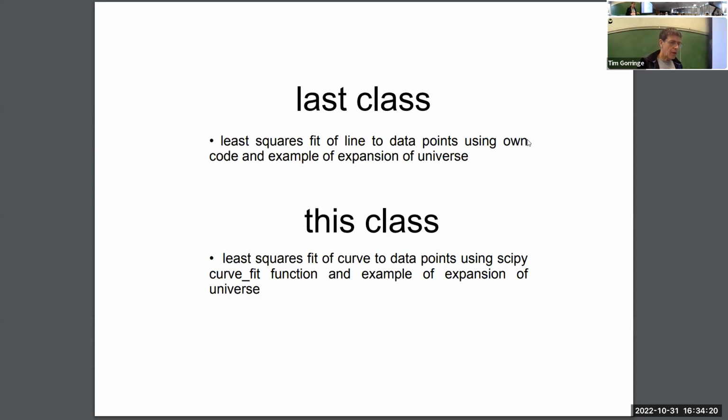line. Last class, we looked at, as an example, fitting data on the expansion of the universe through measurements of the distances to galaxies and the recession velocities of the galaxies. Actually, some of today's class, we'll also look at that data on galaxy distances and galaxy recession velocities. So that's basically the plan.